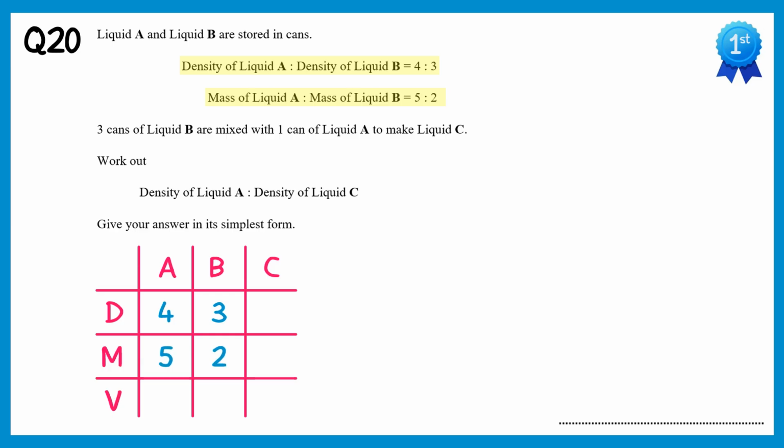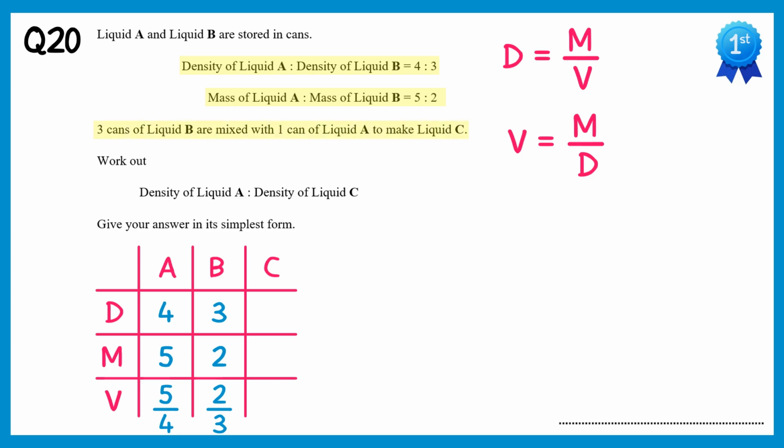Now we need to recall the formula for density. Density equals mass divided by volume, which if you rearrange to make volume the subject, gives you volume equals mass divided by density. So to work out the volume of any of these liquids, we do its mass divided by its density. Now we said that the mass of liquid A was going to be 5 and the density of it was going to be 4. So its volume will be 5 divided by 4, or 5/4. If you do the same thing with B, the mass is 2, the density is 3, so its volume must be 2/3.